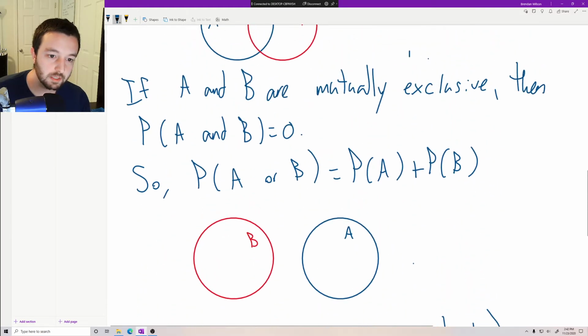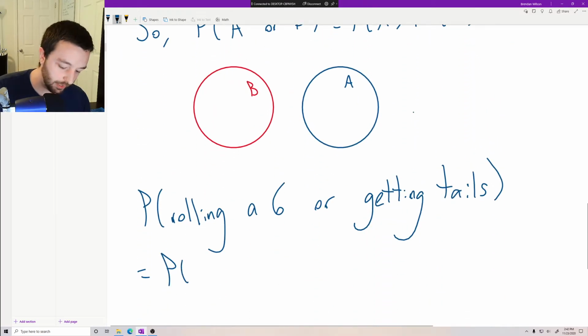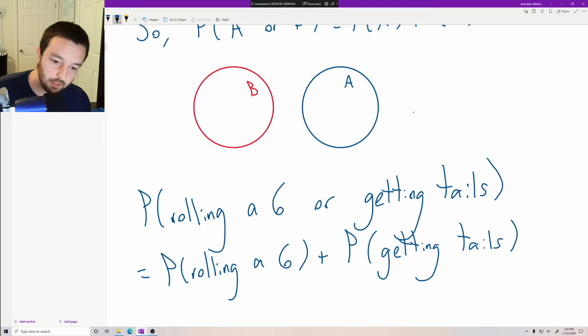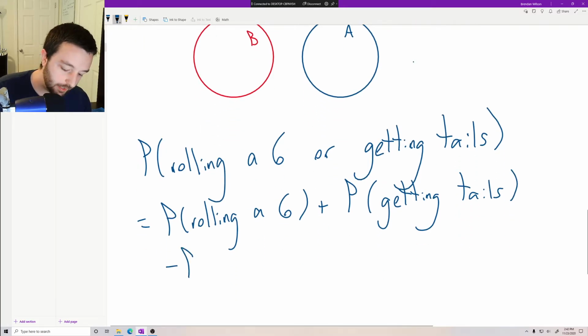Well, according to our formula, it's going to be the probability that the first one happens, which is rolling a 6, plus the probability of the second one happening, which is getting tails, minus the probability that they both happen.